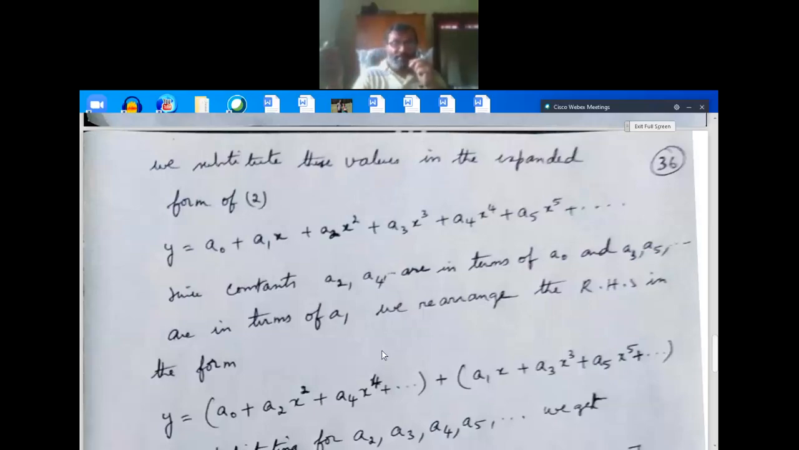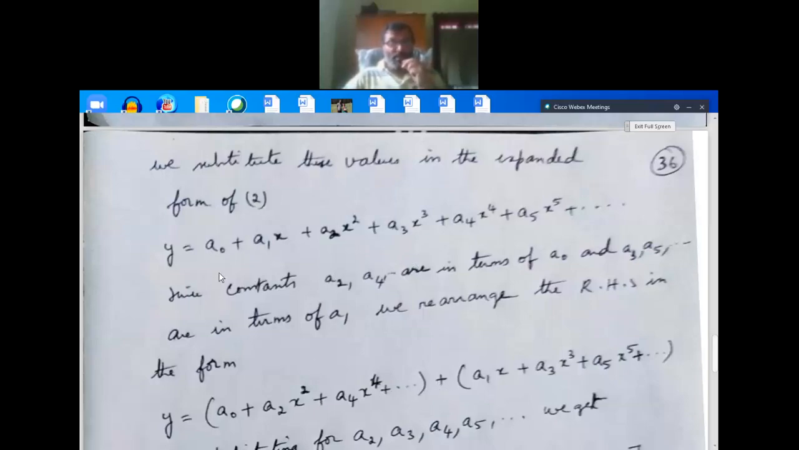A3, A5, A7, etc. in terms of A1. We rearrange the RHS of this. We rearrange this Y in such a way that all the even terms are together and all the odd terms are together. Just we rearrange. So how? A naught even I wrote. Then comes A2x squared. Then comes A4x power 4 plus dot dot dot plus. Then I write the odd terms.